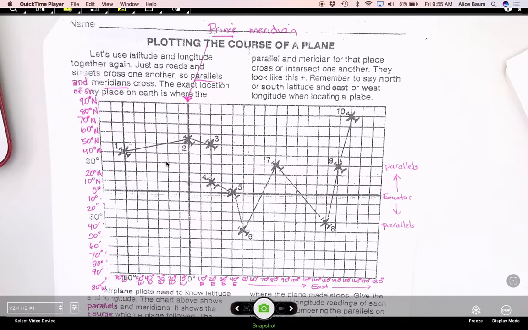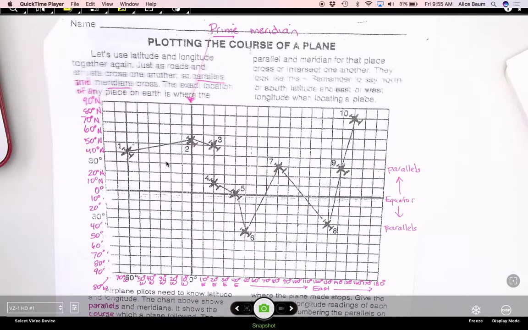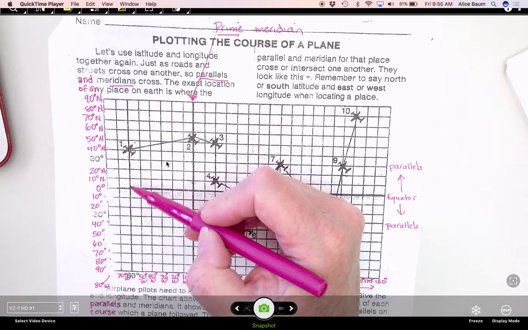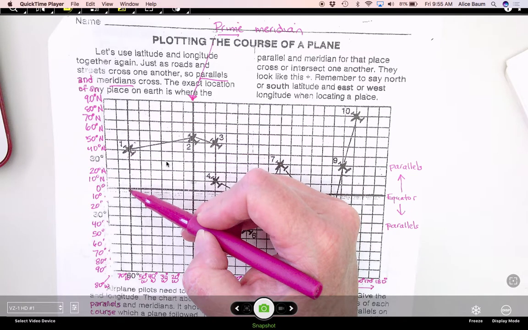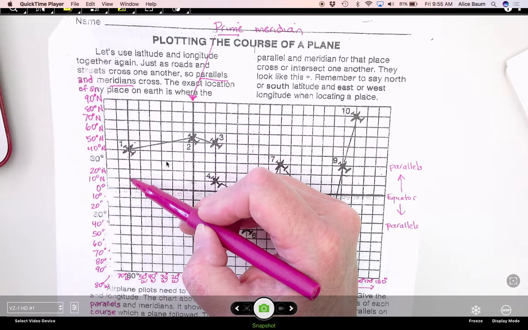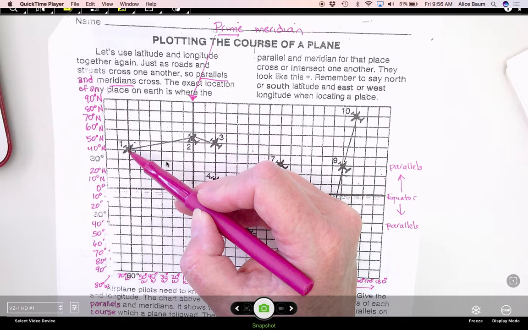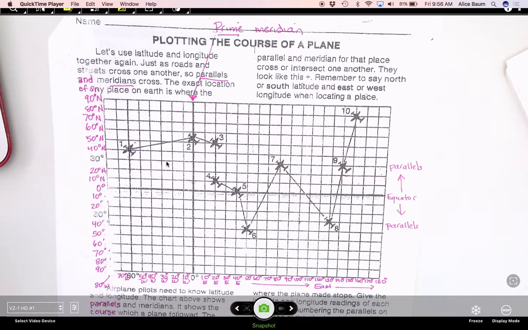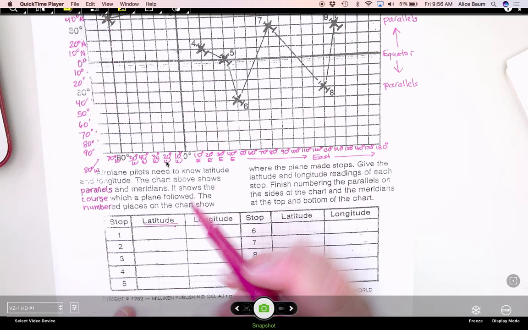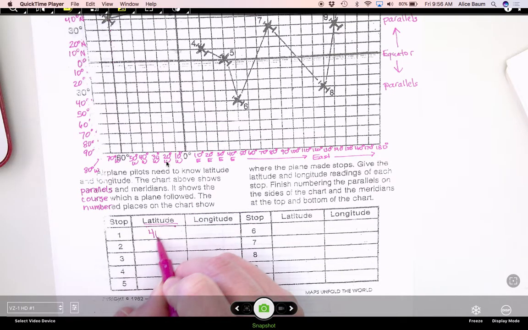So the way you do this is like, here's plane 1. And so you always start with latitude first. So this always comes first, latitude. So here you'd count, plane 1, you start from the 0 degree line from the equator and you say it's 10, 20, 30, 40 degrees north. So here's how you write it, 40 degrees north.